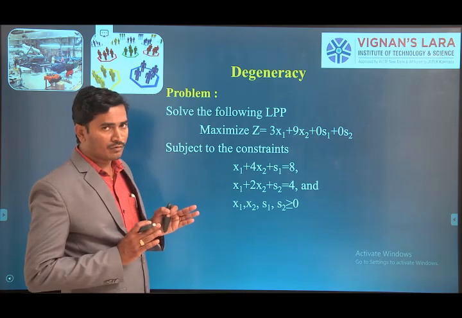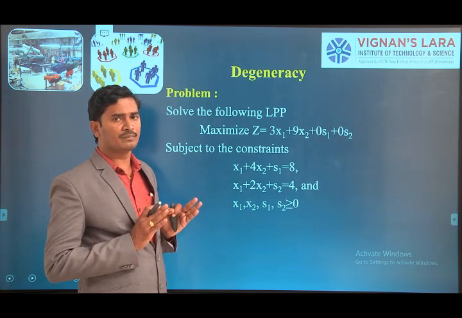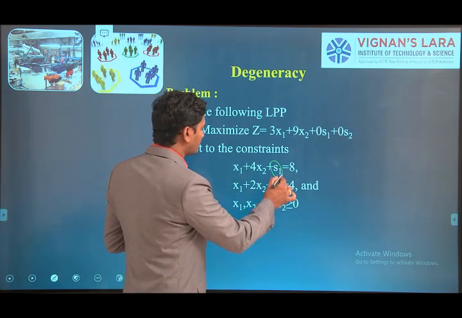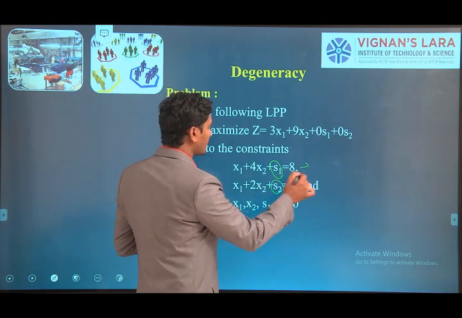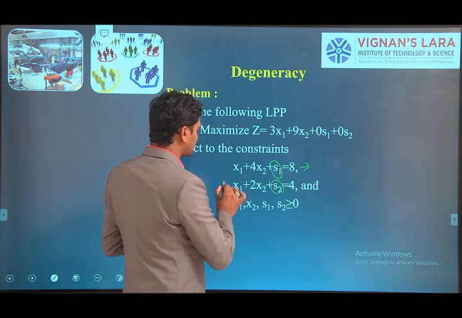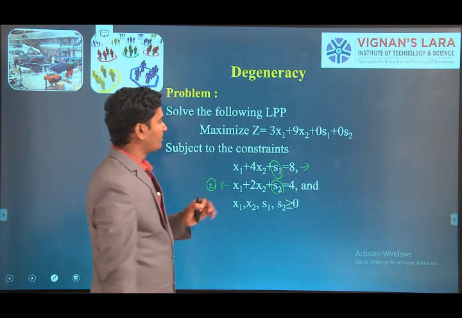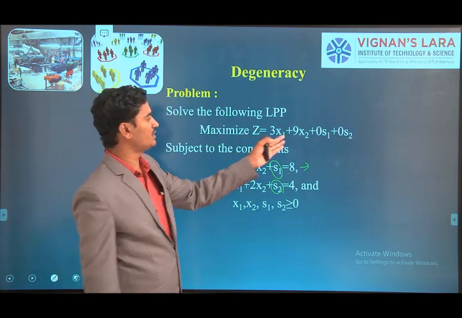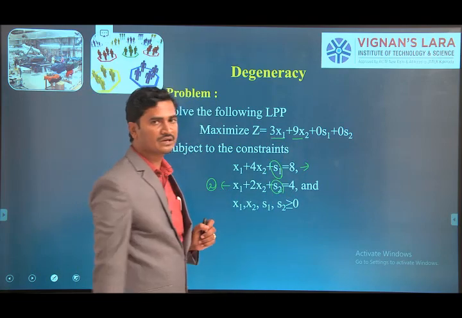Here we have two constraints, and both belong to less than or equal to type. So we simply take the slack variables S1 and S2. At the first constraint we add a slack variable, and at the second constraint we also add a slack variable. Next, the objective function: maximize Z equal to 3x1 plus 9x2. This is our original objective function.